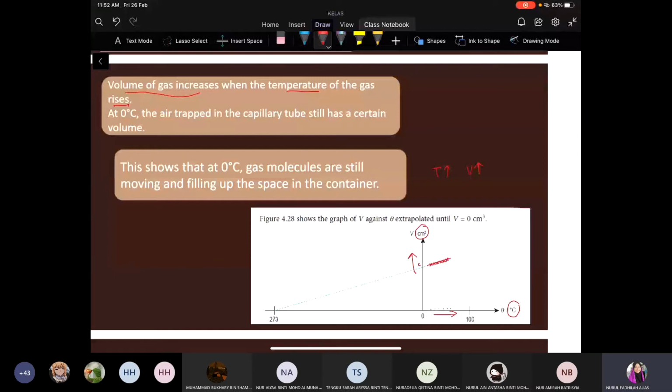Now everybody, please look at 0 degrees Celsius on the graph. Now we have the graph. So here is the graph. Now where is the point at 0 degrees Celsius? This one, right? The one that I highlighted. So you know how to read a graph. So now at 0 degrees Celsius, is there volume? Is the volume 0? No, the volume is not 0. There is volume, there is a value there. Y-intercept. Okay, so here it says at 0 degrees Celsius, the air trapped in the capillary tube still has a volume.